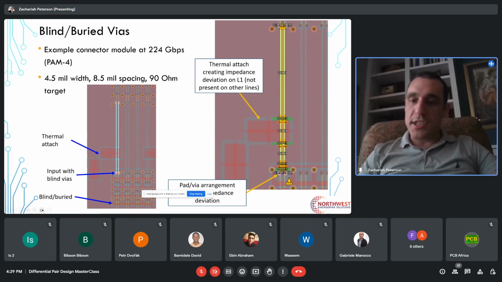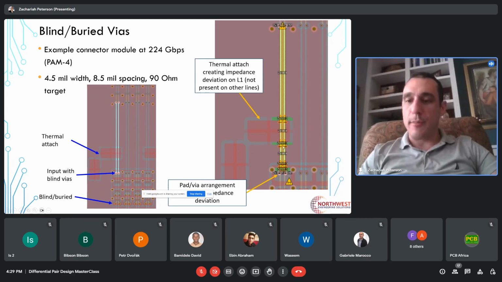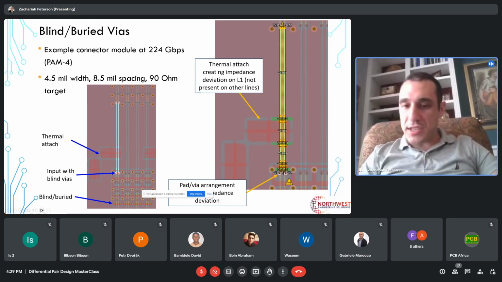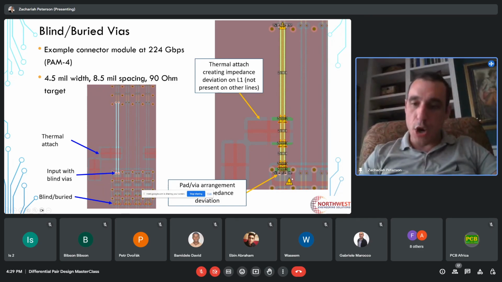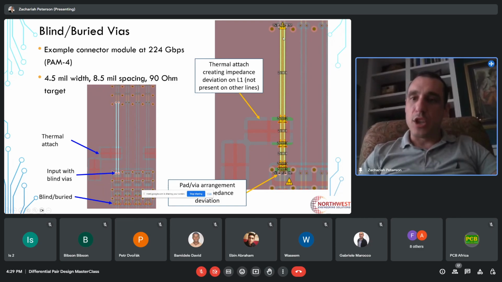So this thermal attach pad right here for the module does create an impedance deviation on L1. And you can see that right here with these error symbols showing about a 20 ohm impedance deviation, even in this small region. So that's pretty intense. However, if you look back here, we can see that with our target impedance of 90 ohms, it is possible to get reasonably close with these blind vias. So you can see here we have about 71 ohms looking from the top down, and then 87 looking from the bottom up.